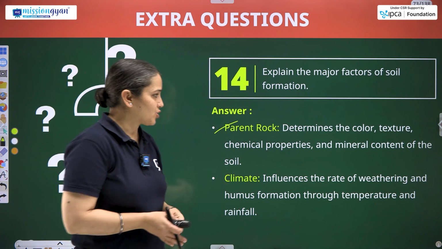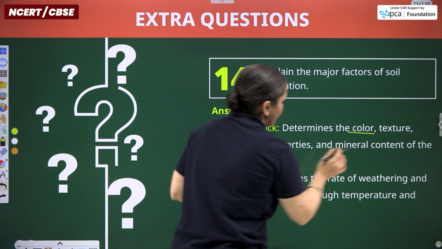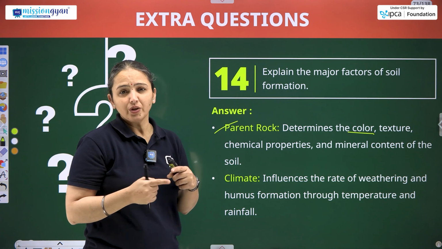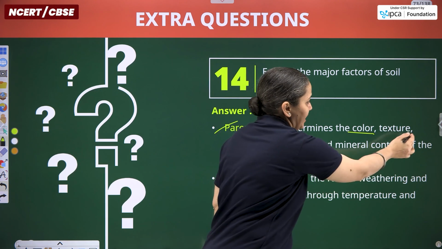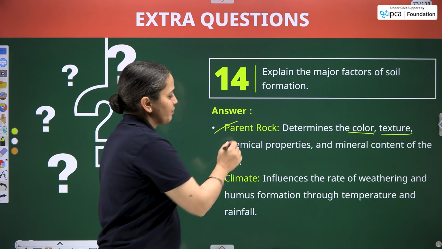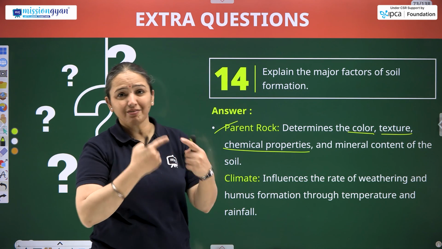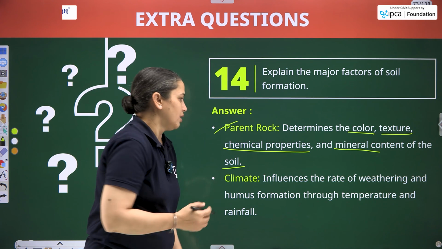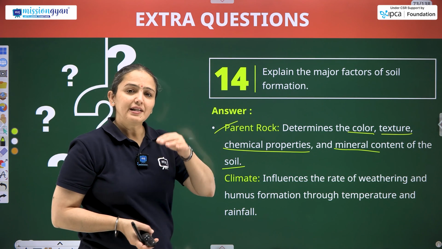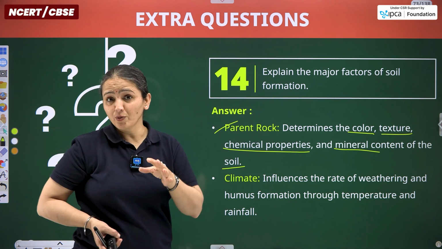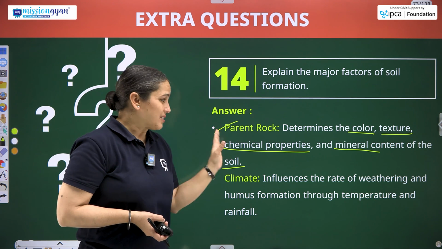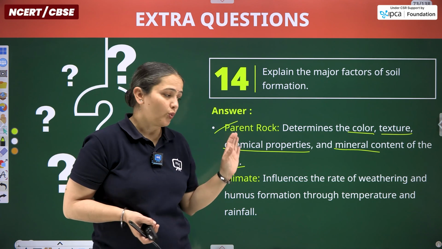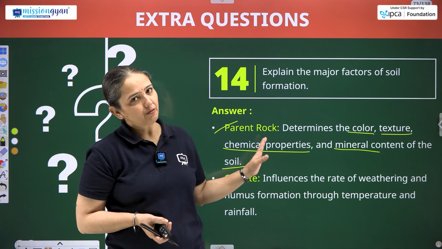So let's read out what is mentioned. It determines the color. It depends on the parent rock what kind of soil is going to be formed. The color of the soil, the texture, smoothness, roughness, chemical properties, what kind of chemicals are in there, and mineral content are there in the soil. So no matter whether it is igneous, sedimentary or metamorphic rocks, I hope you remember there are three types of rocks. So from whichever rock the soil is formed, the particular features of the rock will be found in the particular soil that will be formed.